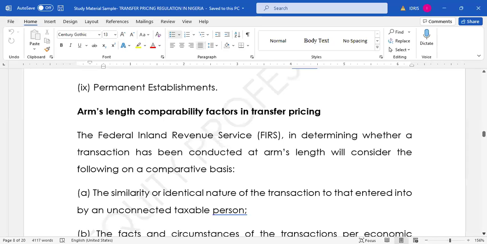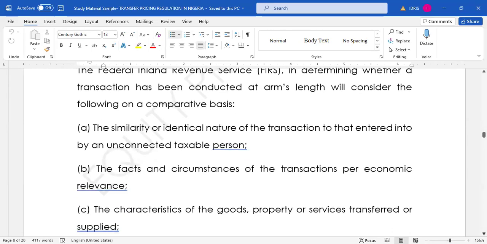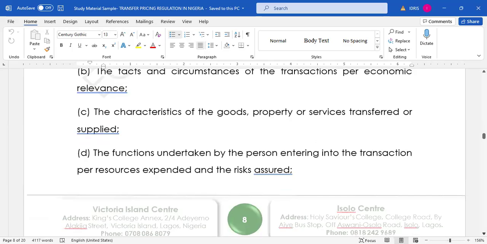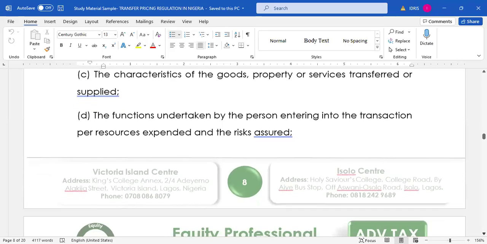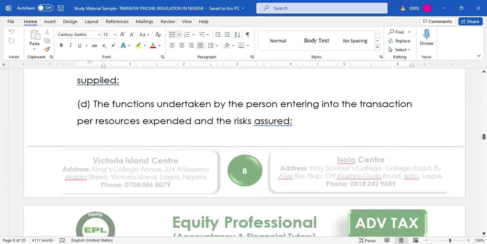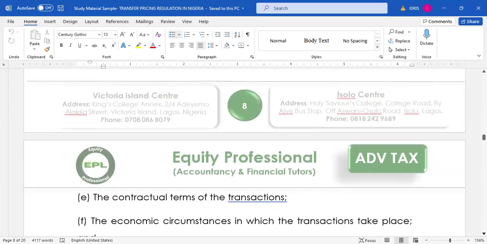Another factor: the facts and circumstances of the transaction. The characteristics of the goods and services transferred. The functions undertaken by the persons entering into the transaction is also another factor that we consider to determine whether a transaction is done at arm's length under transfer pricing.